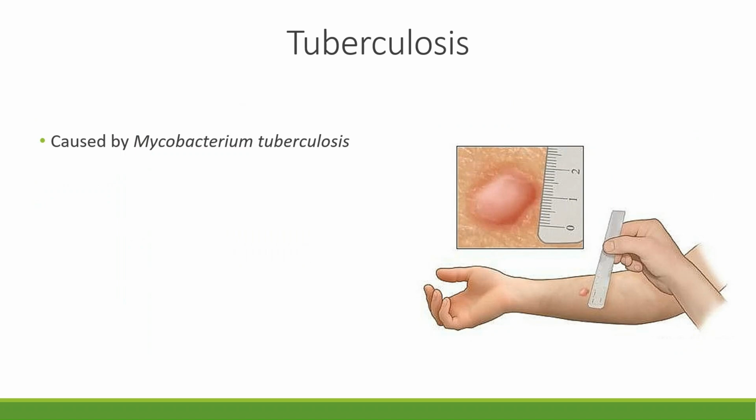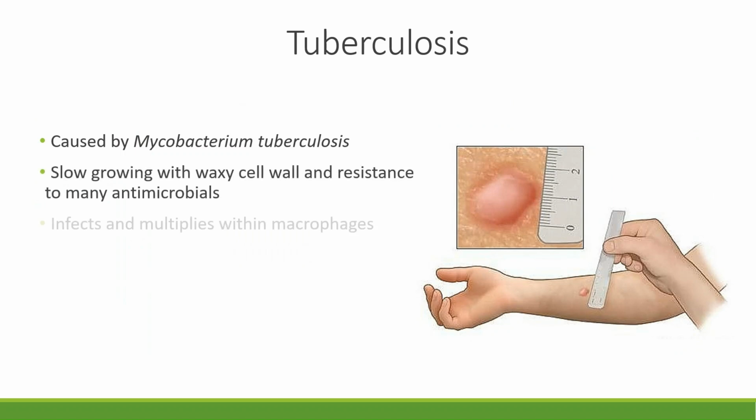Moving right along, we're going to talk about tuberculosis. This is also referred to as TB. It's caused by Mycobacterium tuberculosis. This is a slow growing bacterium. It has that waxy cell wall made of mycolic acids that makes it resistant to many antimicrobials. Once inhaled, it infects macrophages, so parts of our immune system, and it uses them as a place to multiply rather than being destroyed.